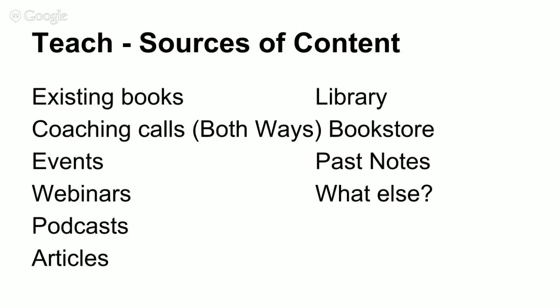Your webinars, your podcasts, there's articles. You can go to the library. You can go to bookstores like Barnes and Noble and look at the really popular books. You can take a look at your past notes. There's content everywhere. You just have to learn how to recognize it and filter it so that you can implement it quickly, because money loves the speed of implementation.